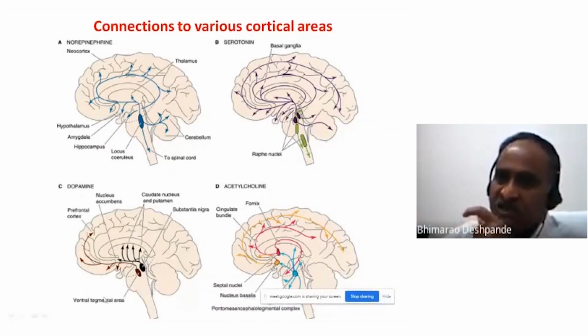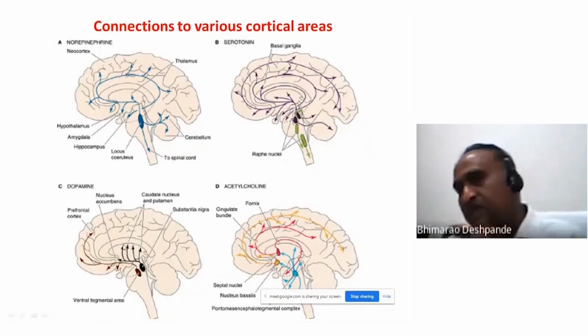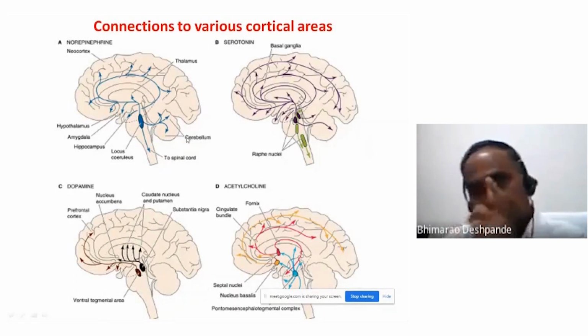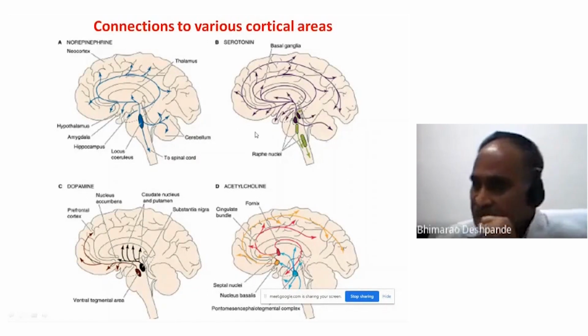Now these are the ventral tegmental area dopaminergic neurons projecting onto the prefrontal cortex. Also, they will have a spillover effect on the substantia nigra. This is the substantia nigra of the basal ganglia. They will go to the basal ganglia for movement and cognitive activity. So these are the connections of the various systems. I will take you further a little bit.